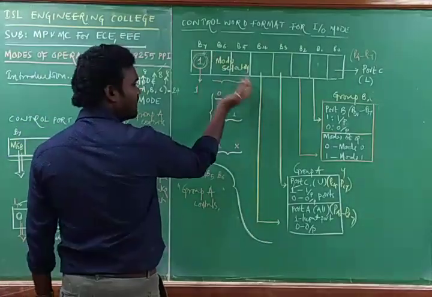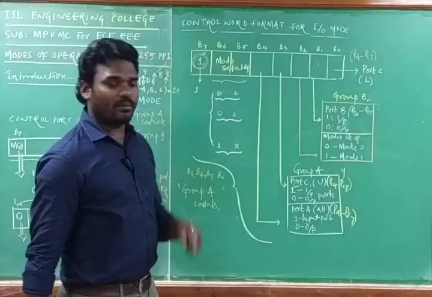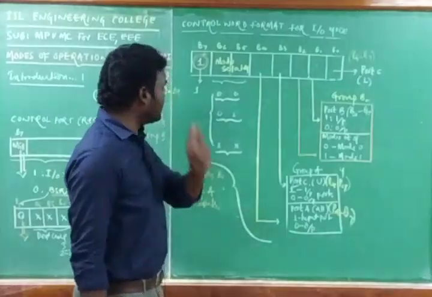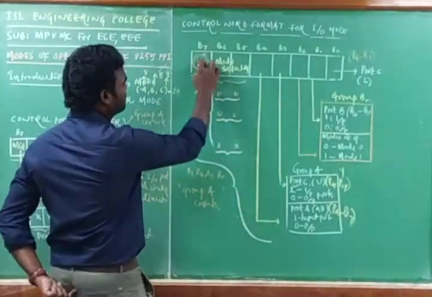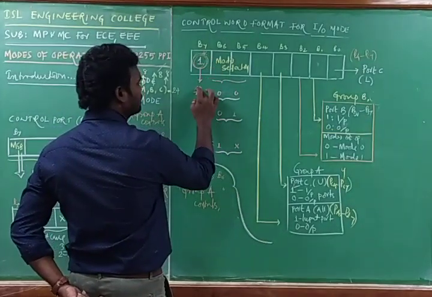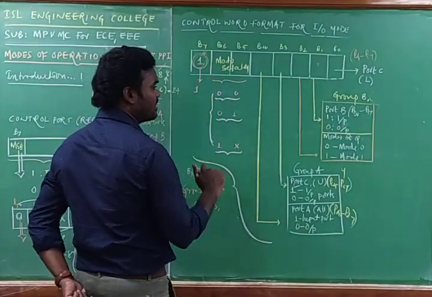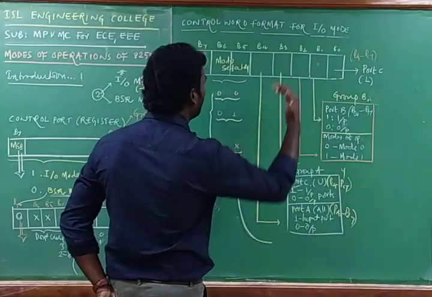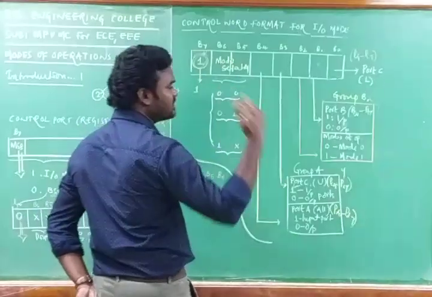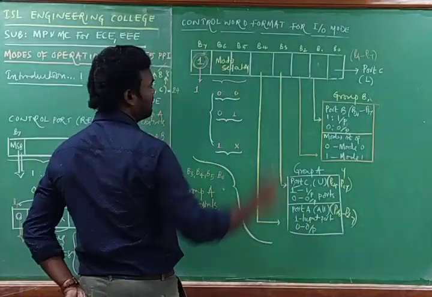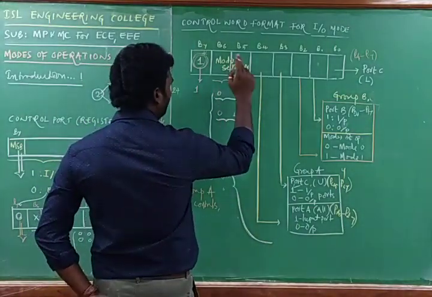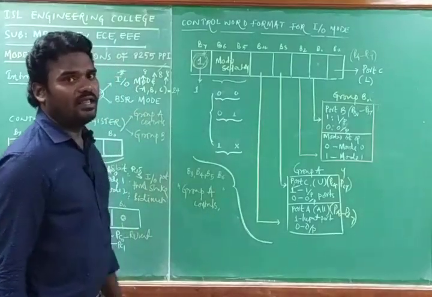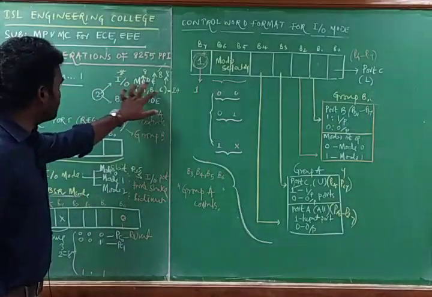If it is 0, then that means that 8255 is programmed to operate in the BSR mode of operation. Now this is 1, so the programmer has programmed 8255 to operate in the IO mode of operation. B7 is completed. Then B6 and B5 in the IO mode of operation, we should clear that.